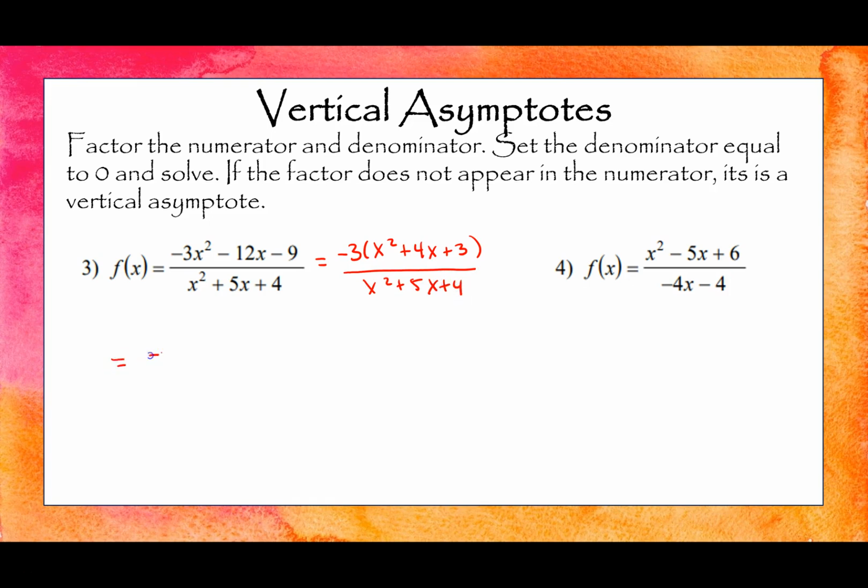So let's go ahead and factor our numerator. So what adds to 4 but multiplies to 3? Well, that would be an x plus 3 and x plus 1. Now what adds to 5 but multiplies to 4? Well, that would be a 4 and a 1.